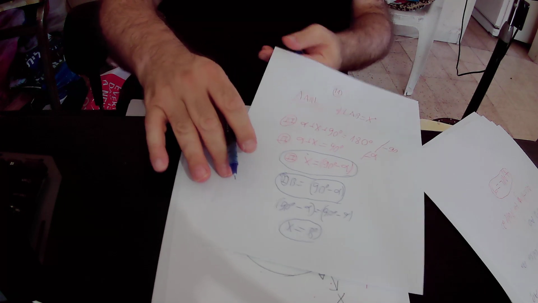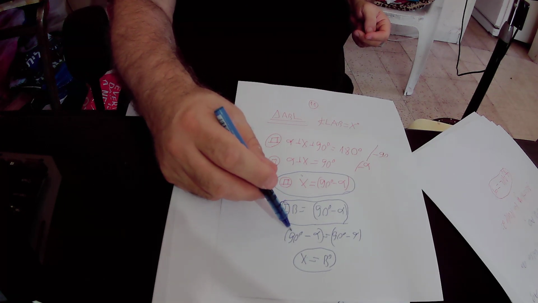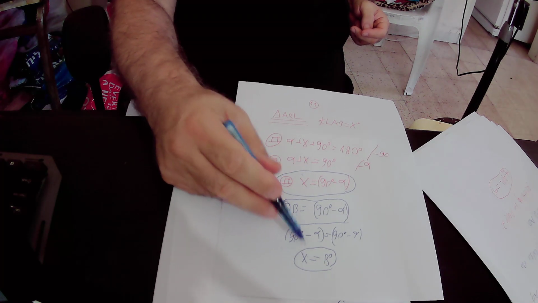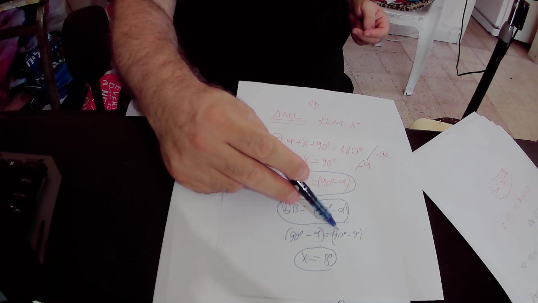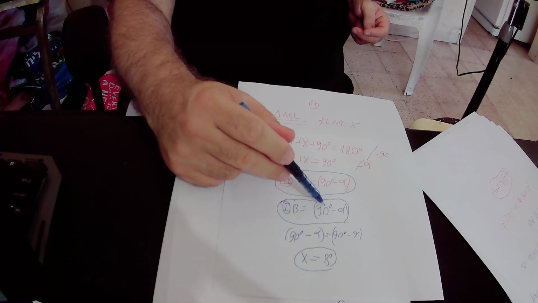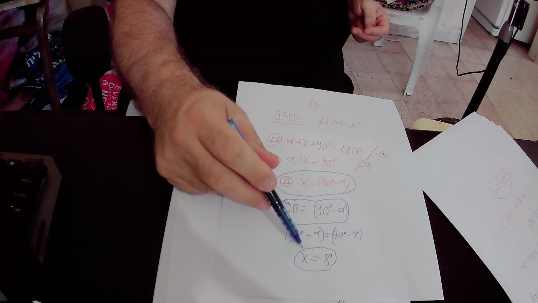So I've already said we substituted 90 degrees minus alpha by x, because big x equals 90 degrees minus alpha, and we substituted 90 degrees minus alpha by beta, because beta equals 90 degrees minus alpha, and we got the equality that x equals beta.